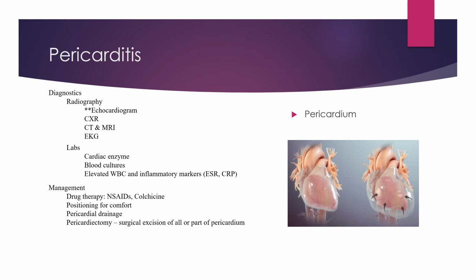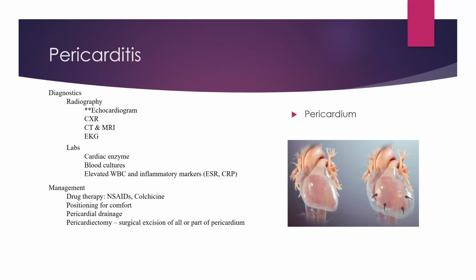Lab-wise, cardiac enzymes may spill a little bit, meaning we may have a little bump in our troponin, and if they check a CKMB, you may see a little rise in that, but nothing quite like the levels we'd see in an MI. So that helps to differentiate the two. If this is a bacterial pericarditis, then we'll see positive blood cultures, and we would of course get those when they're ordered to rule that out as a cause. And because this is an inflammatory process, we're going to trend our white counts and our inflammatory markers.